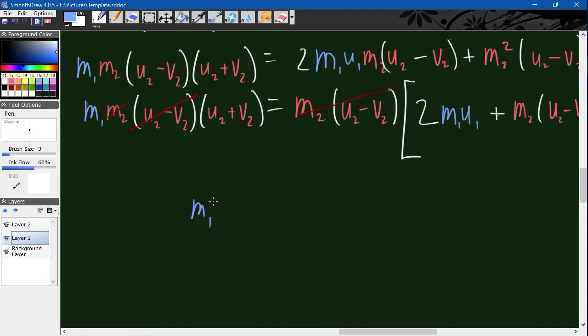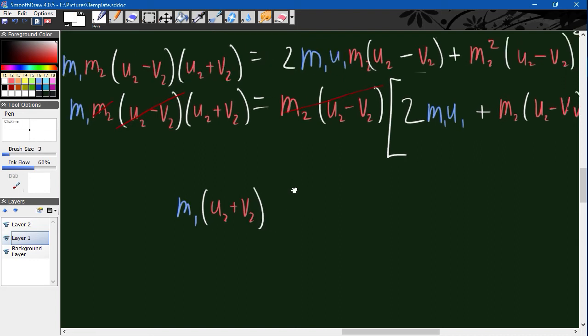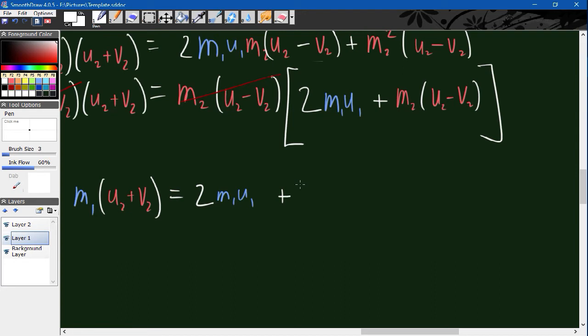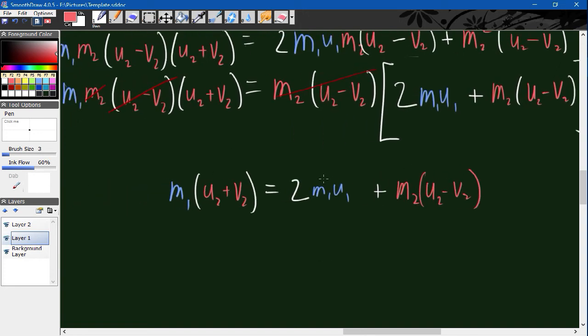M1 multiplied by (u2 plus v2) is equal to 2 m1 u1 plus m2 (u2 minus v2). We're left with this, which looks so much simpler in so many ways.